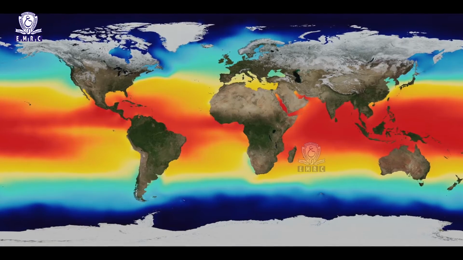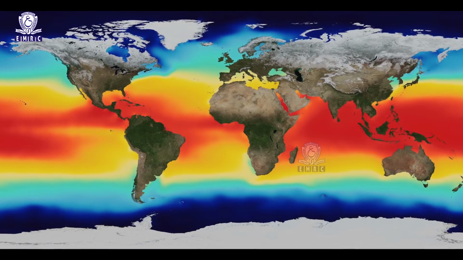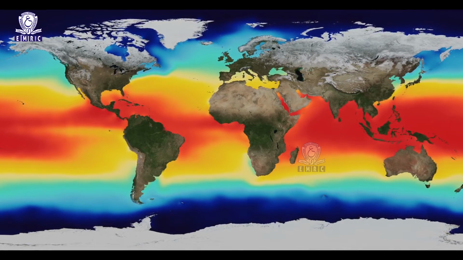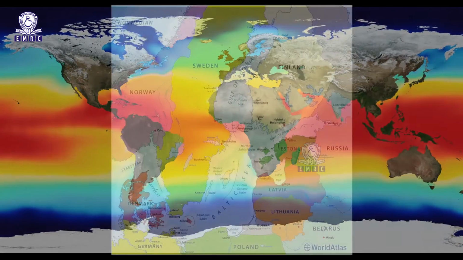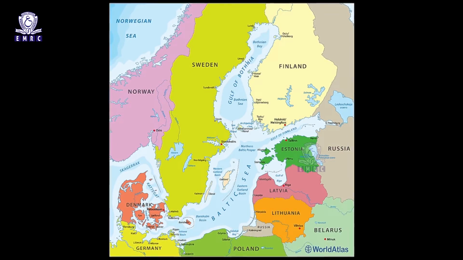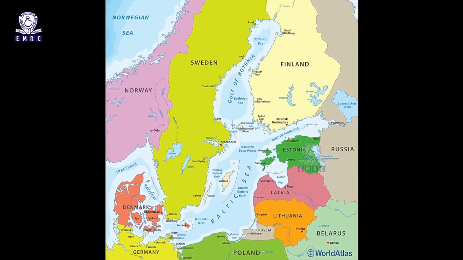The enclosed seas in the low latitudes record relatively higher temperature than the open seas, whereas the enclosed seas have lower temperature than the open seas in the high latitudes. For example, the Baltic Sea records 0 degrees Celsius, while the open seas have 4.4 degrees Celsius.